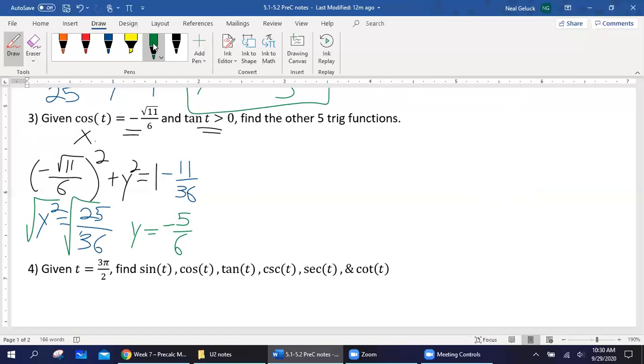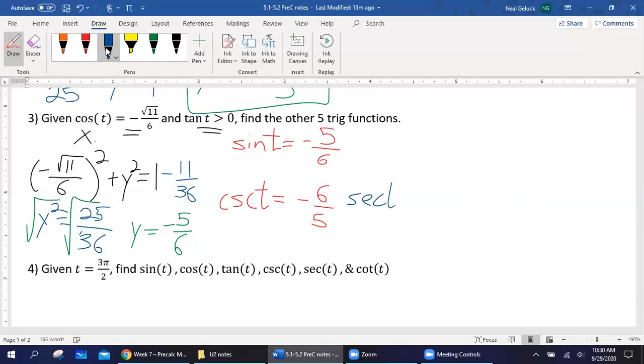Okay, how does that help me? Well, remember that is the sine. So the y coordinate is the value of the sine. So the sine of this t is negative 5/6. Having the sine and the cosine now, I can get everybody else. The cosecant is just the reciprocal of sine, so negative 6 over 5. I was already given the cosine, so I just need the secant, which would be the flip of the cosine, so negative 6 over root 11.